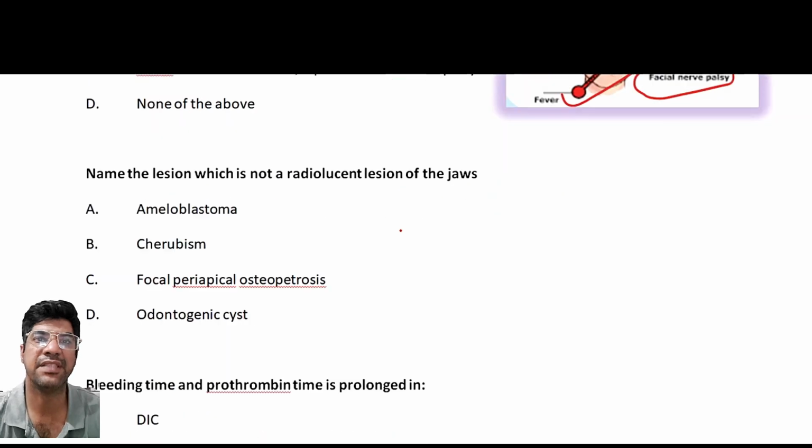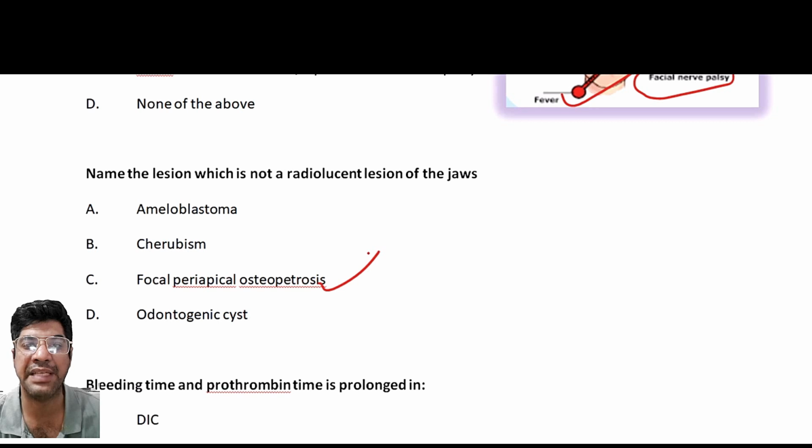Name the lesion which is not a radiolucent lesion of the jaw. The answer is focal periapical osteopetrosis. So it is not a radiolucent lesion. Instead, it is a condition characterized by increased bone density, which results in radiopacity. In contrast, ameloblastoma, cherubism, and odontogenic cyst are all associated with radiolucent lesions in the jaw.